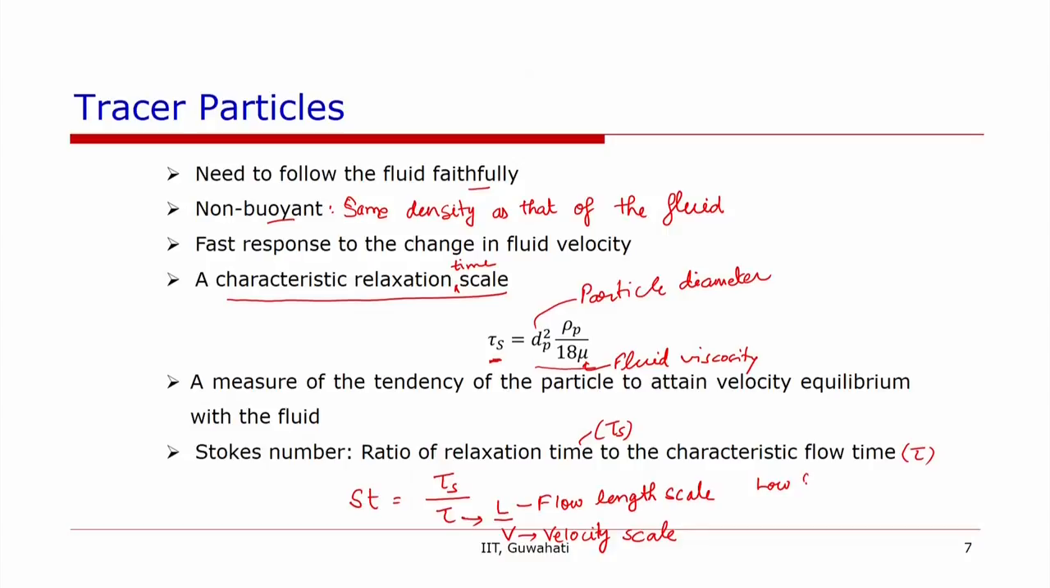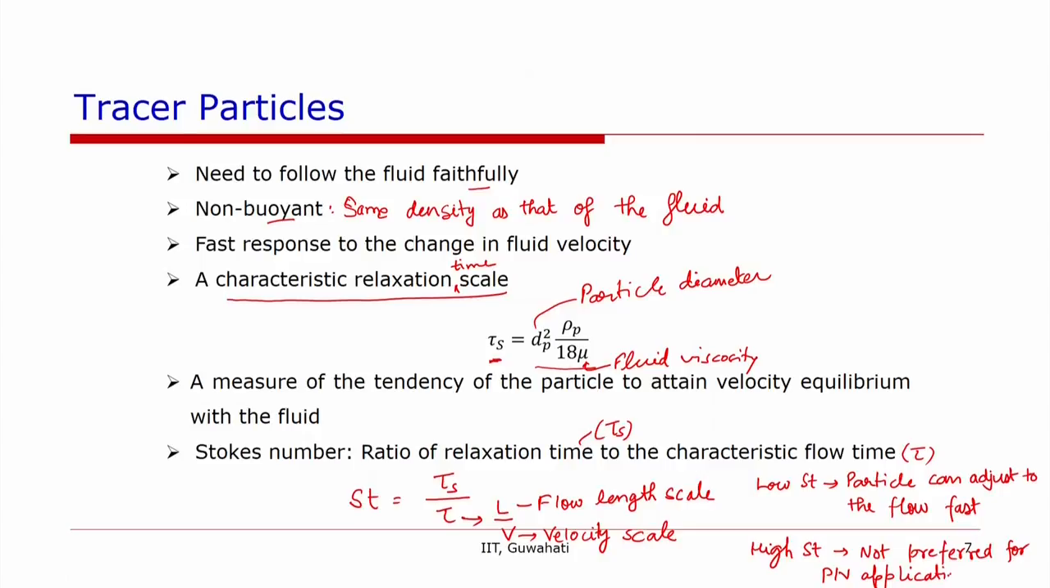A low Stokes number means the particle can adjust to the flow fast, because the characteristic or the relaxation time is smaller than the flow time, whereas a high Stokes number suggests that the fluid inertia will be important and it will not be good for PIV. So, this will not be preferred, because the relaxation time will be comparable to the flow time. So, it will affect the measurement and the particle may not represent the fluid velocity.